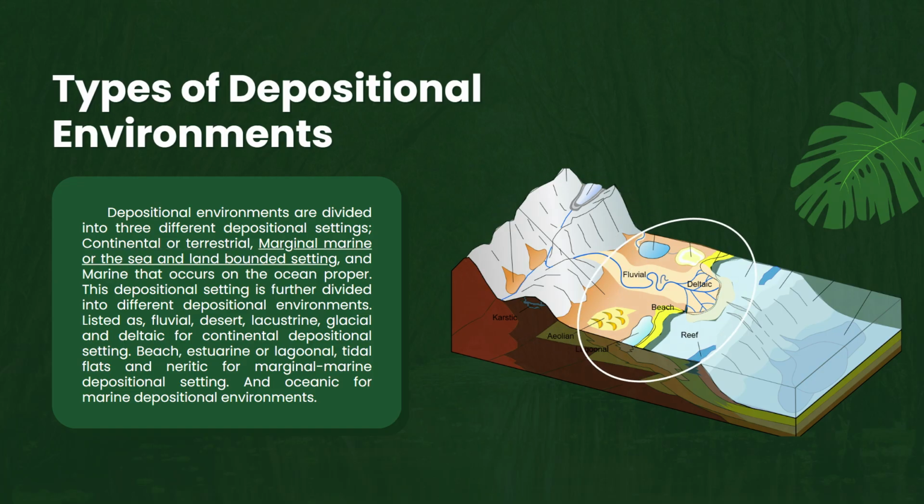And then we have the transitional environment, the marginal marine. This occurs where land meets sea, such as beaches, estuaries, lagoons, tidal flats, and the neritic zone, the shallow part of the ocean over the continental shelf. And lastly, the marine setting. These environments are offshore and in the open ocean, where sedimentation occurs in deeper waters. Each setting has distinct sediment characteristics based on energy level, sediment supply, and biological activity.